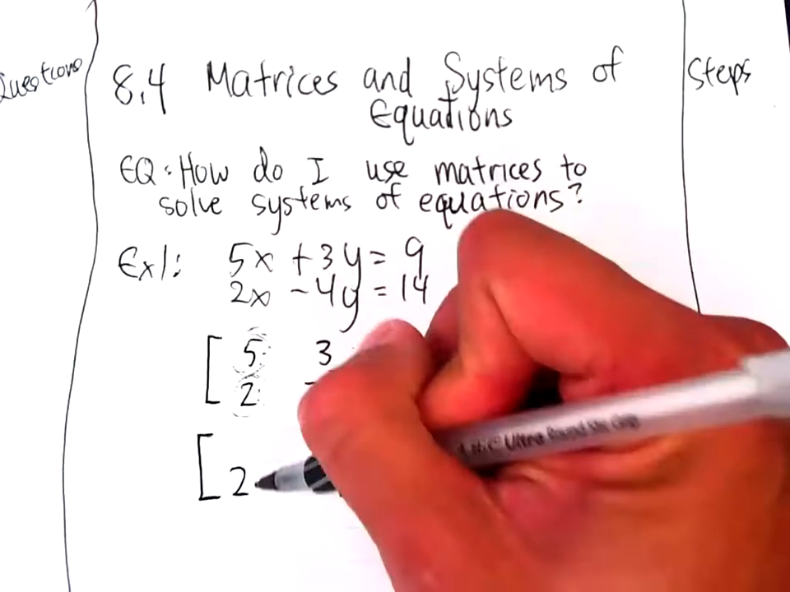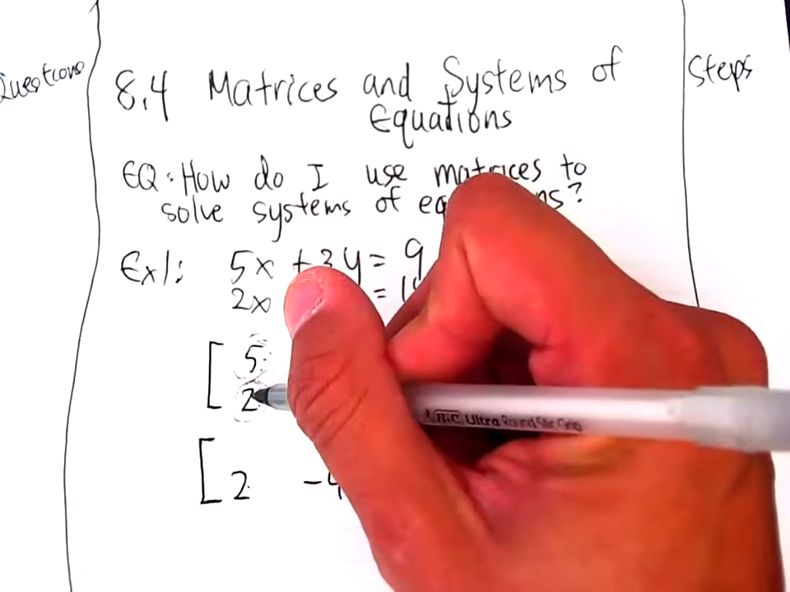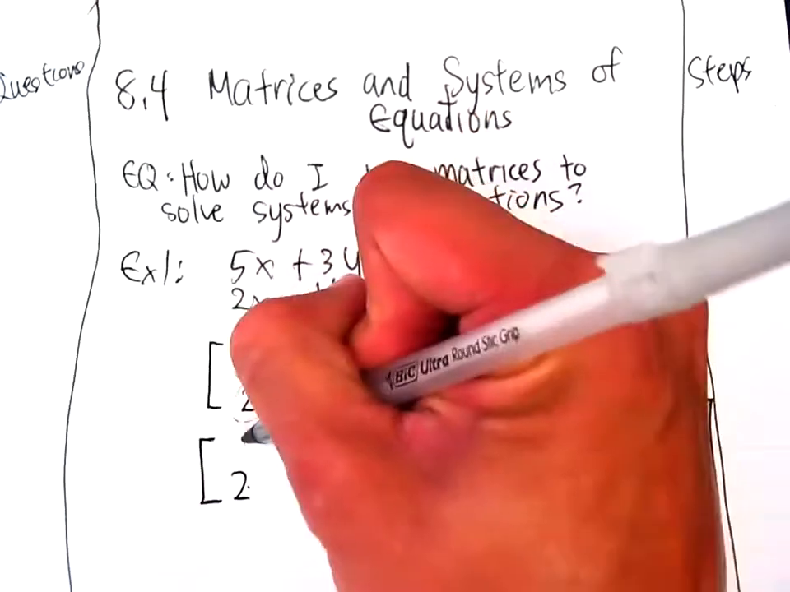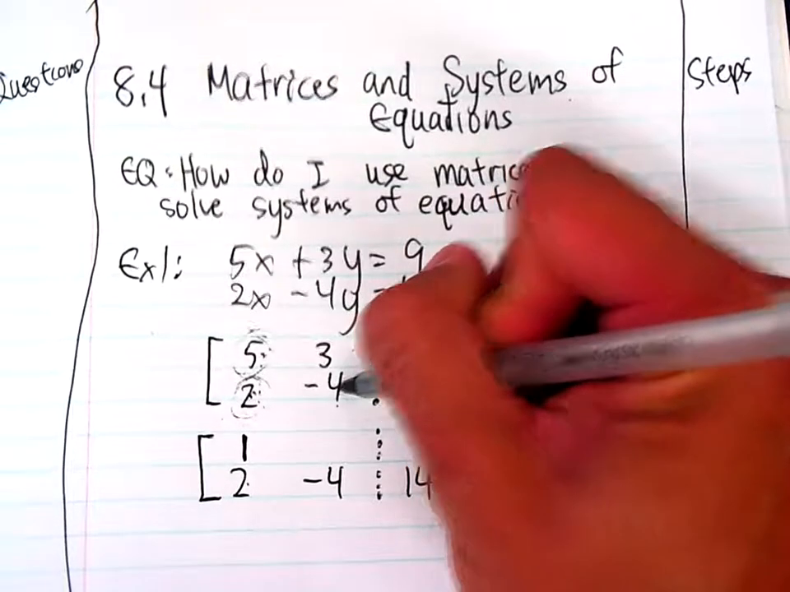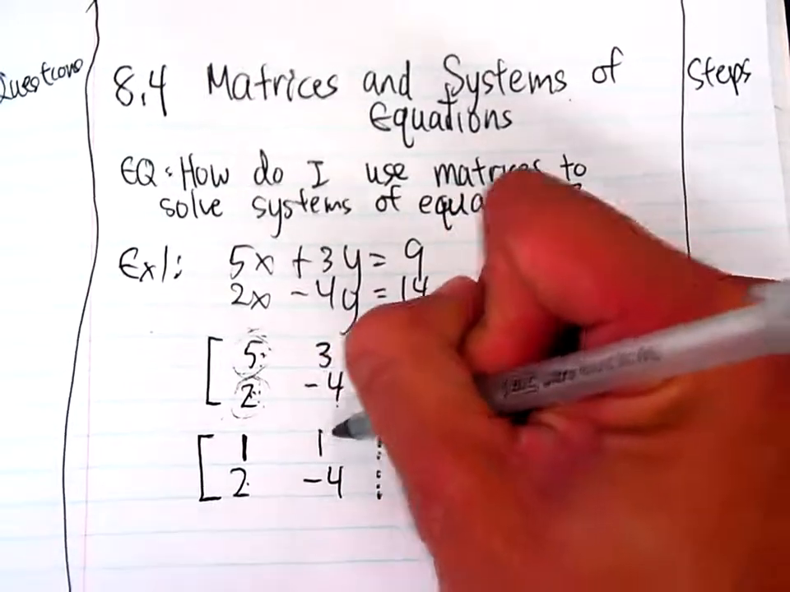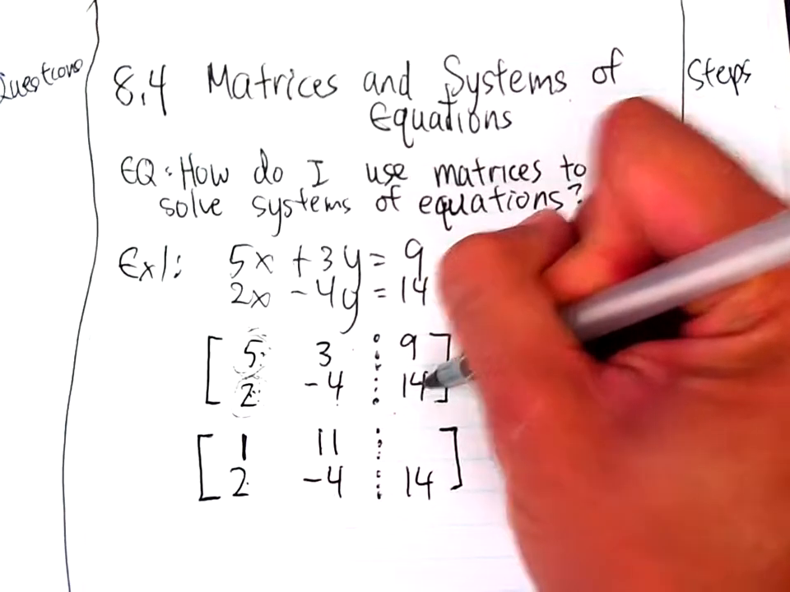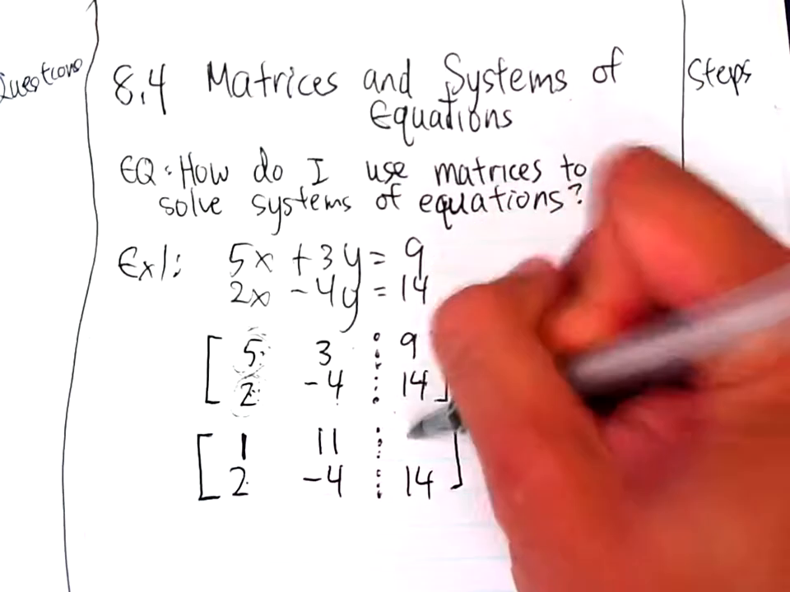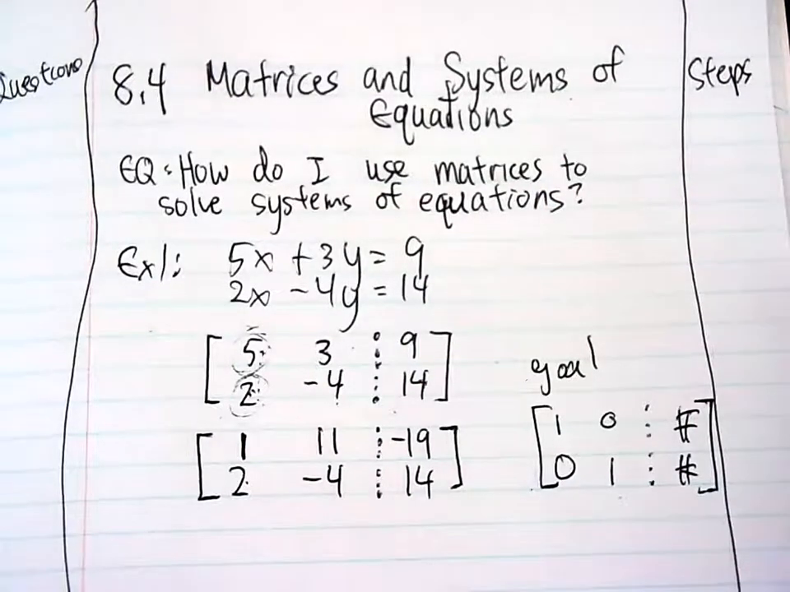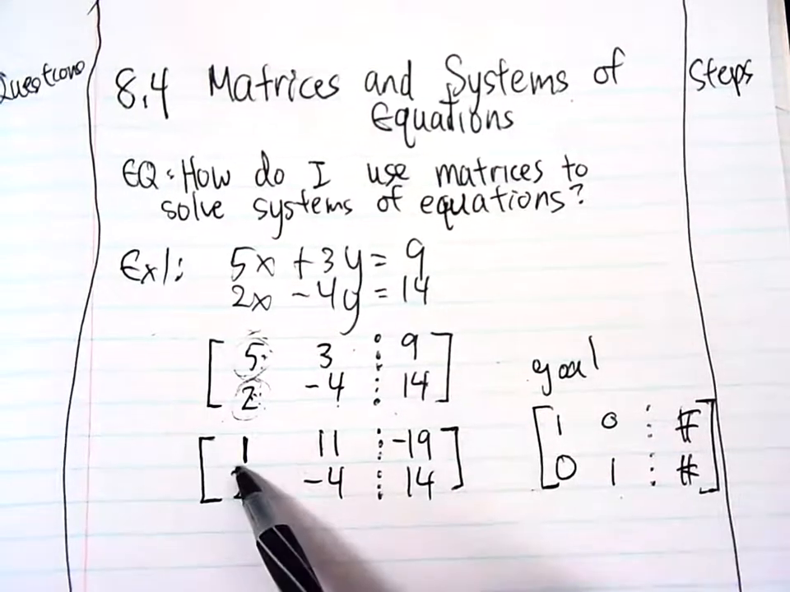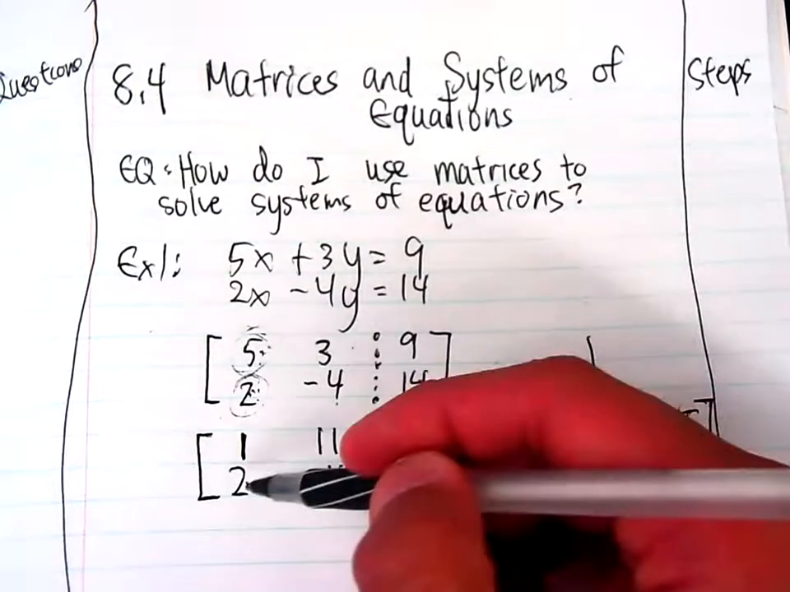Okay? So if I multiply 2 by negative 2, that's negative 4. Negative 4 plus 5 is 1. If I multiply this by negative 2, it will be positive 8. Positive 8 plus 3 is 11. If I multiply this by negative 2, it will be negative 28. Negative 28 plus 9 is negative 19. Okay, so now I've turned that into 1. Now I want to turn this bottom one into 0.